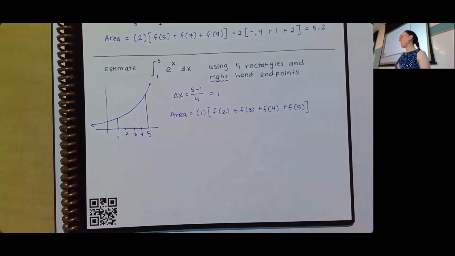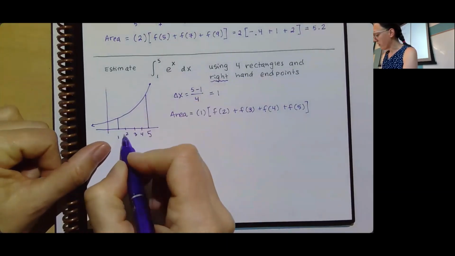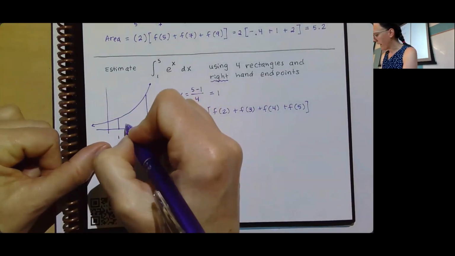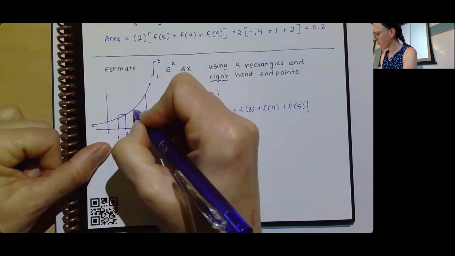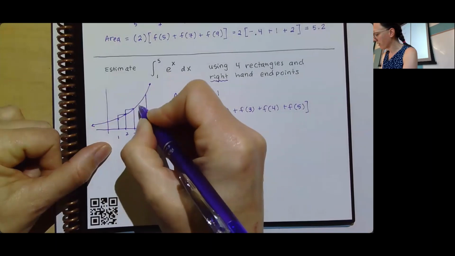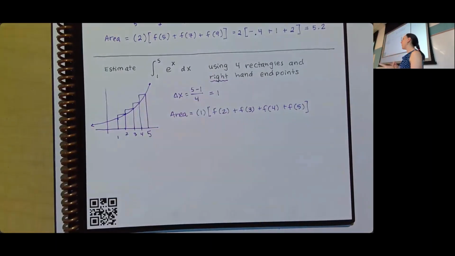If I were to draw those in, for that first interval from 1 to 2, I would be using that right-hand endpoint to draw my rectangle. And from 2 to 3, I'd use the right-hand endpoint, and from 3 to 4, right-hand endpoint. So when I'm done, I'm going to have an overestimate of the true area.